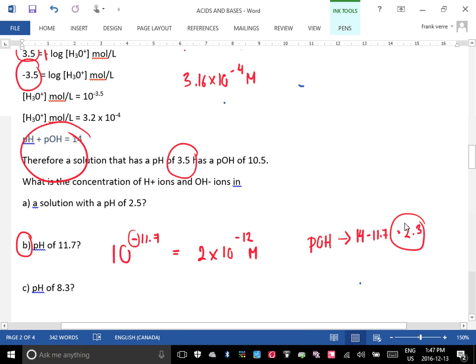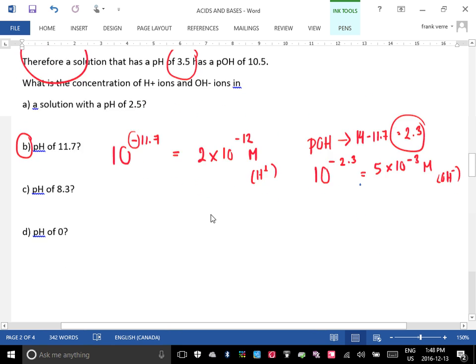How would you do the concentration? Exactly the same way. It's 10 to the negative 2.3. So what would that be as a concentration? What is it? 5 times 10 to the negative 3 big M, right? So this is the concentration of hydrogen ions, and this is the concentration of hydroxide ions. Now, someone asked a great question. What if it's a negative value?